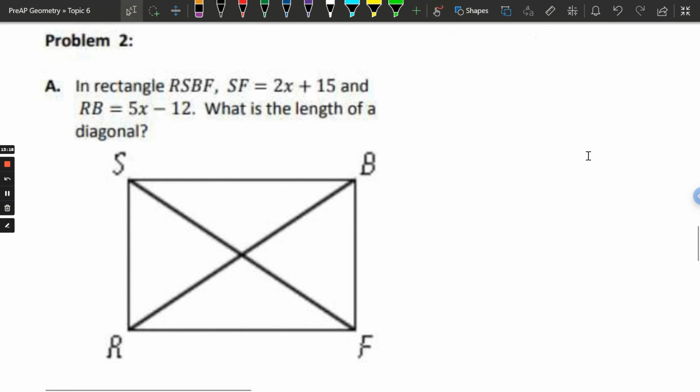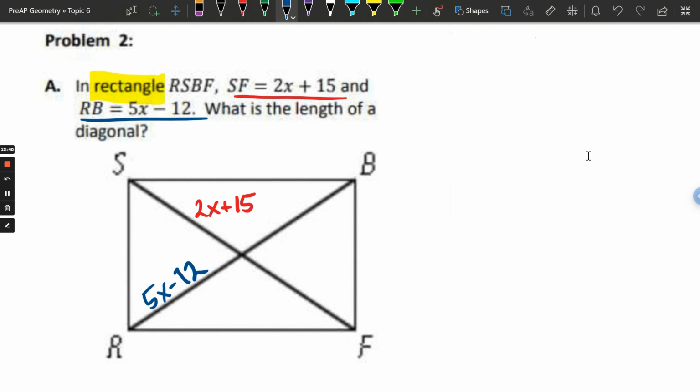Okay, in problem number 2, we instead this time have a rectangle. So if we go look at my chart, I can look up all the properties about rectangles that I know. In rectangle RSBF, SF is 2x plus 15. And we also have RB is 5x minus 12. It turns out that SF and RB are both the diagonals of this rectangle.